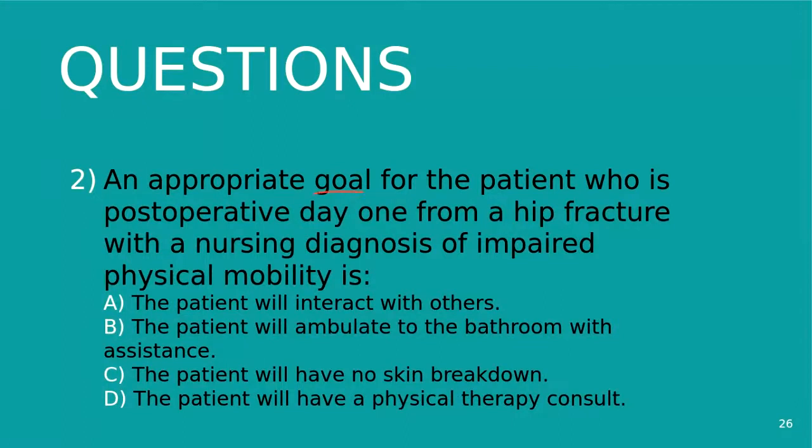The next question is, an appropriate goal for the patient who is post-op day 1 from a hip fracture with a nursing diagnosis of impaired physical mobility is A, the patient will interact with others. B, the patient will ambulate to the bathroom with assistance. C, the patient will have no skin breakdown, or D, the patient will have a physical therapy consult.